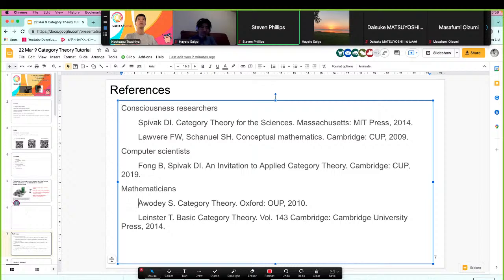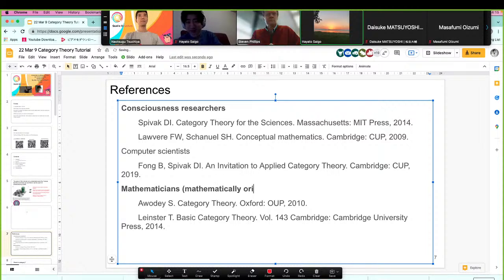Any words to add, Hayato or Stephen? I think Awodey's book and Leinster's book are not only for mathematicians, but also for mathematically oriented people, like philosophers or something. So not only mathematicians, but mathematically oriented people, I think. Yeah.